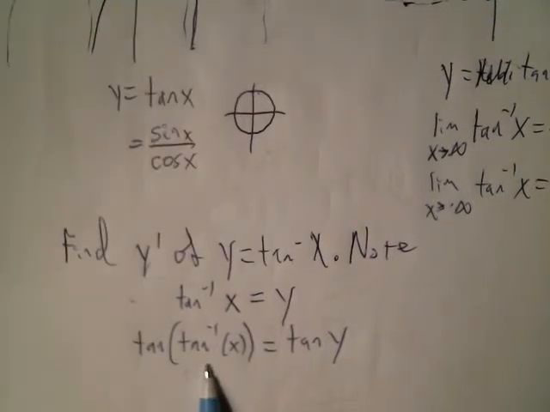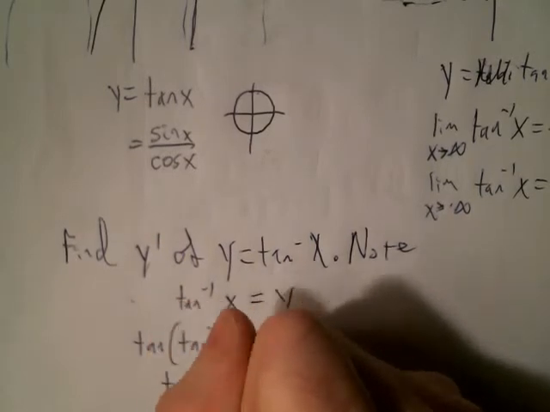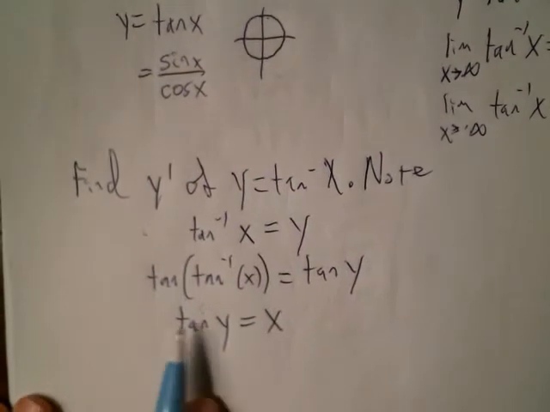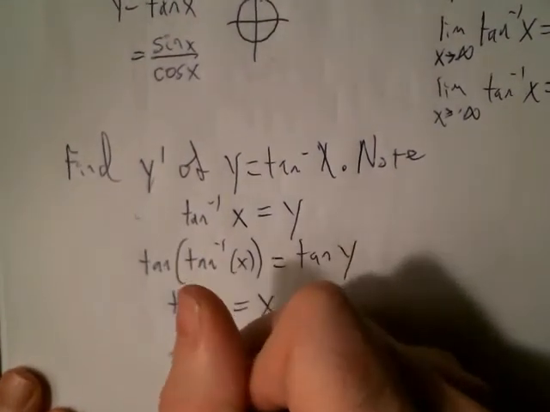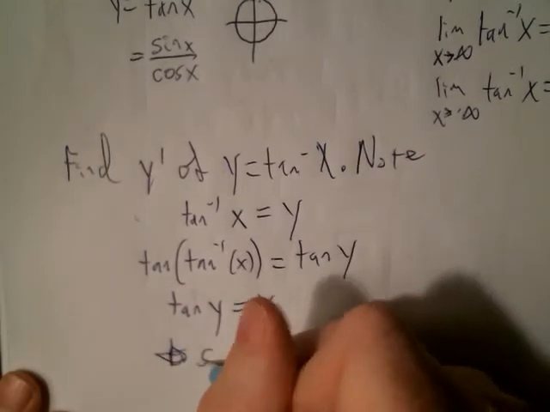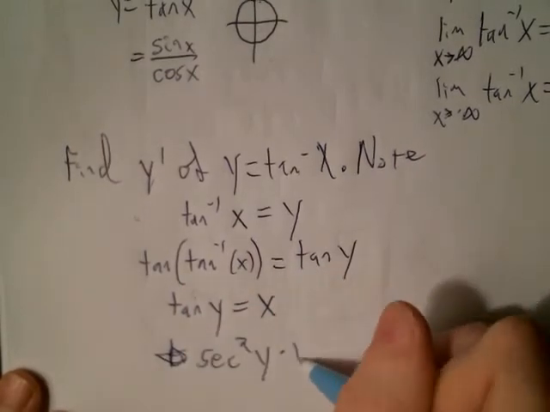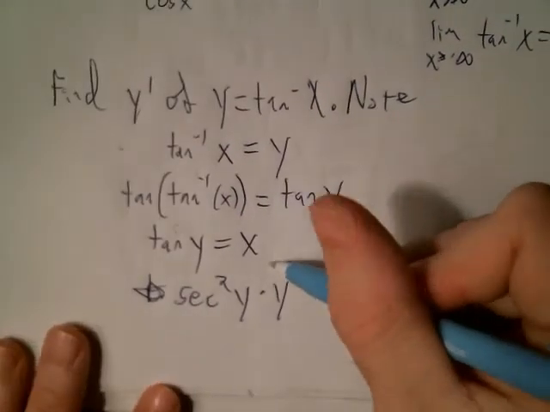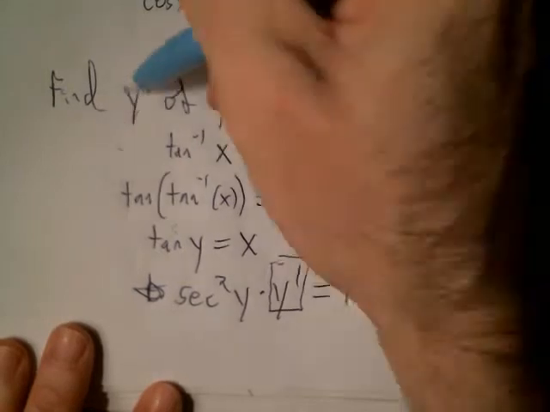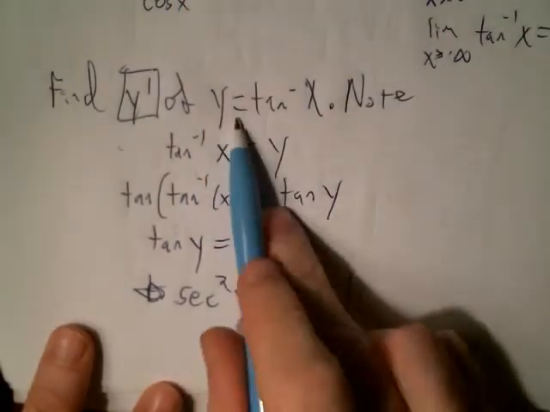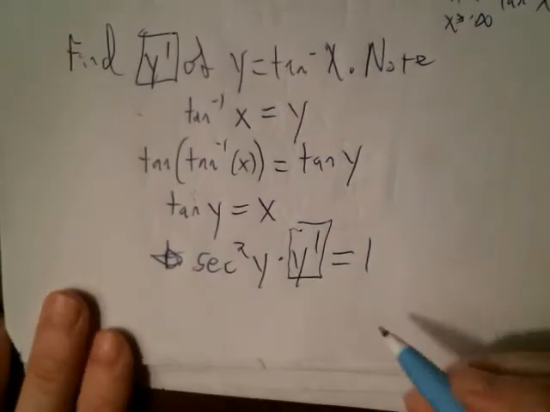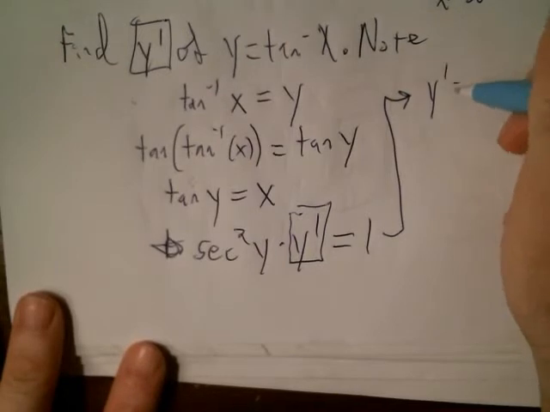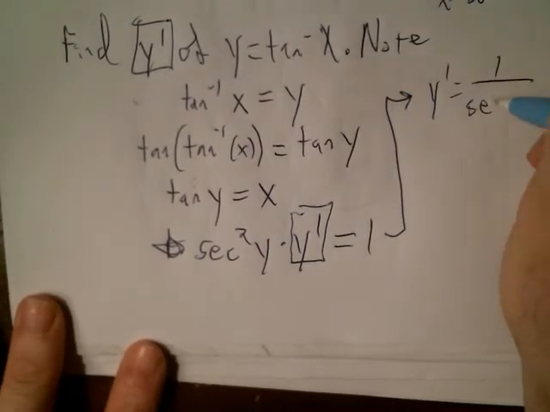I mean, this side is equal to x, so it's really tan of y equals x, if you do the cancellation equations on this thing. And then let's take the derivative implicitly here. So you end up with secant squared y times y prime equals 1. Okay. So what is y prime? Well, that's what we're looking for, right? We want to find the derivative of y, and y is tan inverse. So we could solve for this. You get y prime equals 1 all over secant squared y.